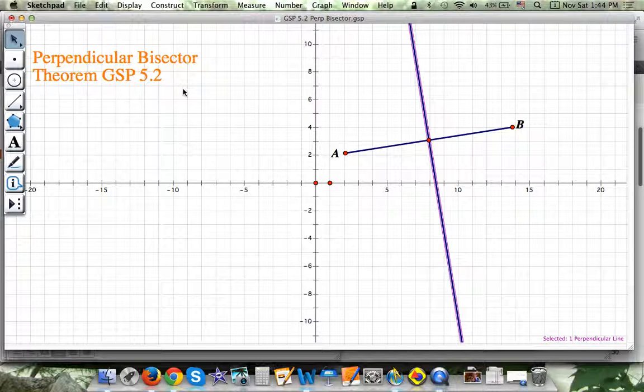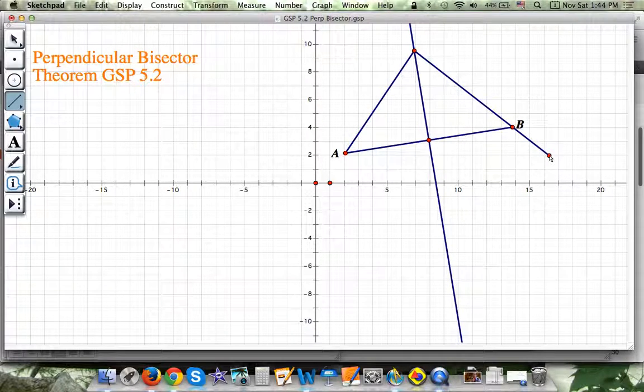Now what we're going to do is go over here and put a dot right here on our perpendicular bisector. And if you notice, once this dot is on here, I can move it up and down anywhere on my perpendicular bisector. Okay, what I'd like for you to do right now is go ahead and click on the segment, and using this point, create two new segments, one to A and another one to B.